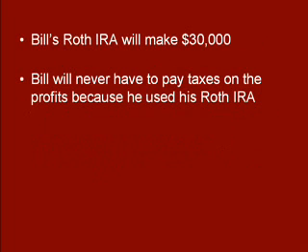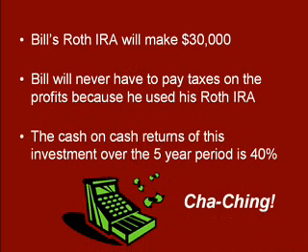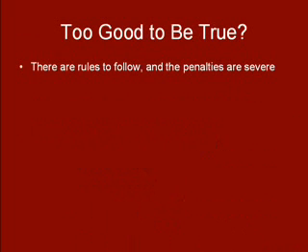Bill will never have to pay taxes on the profits because he used his Roth IRA. The cash-on-cash returns of this investment over the 5-year period is 40%. Again, we'll give that a cha-ching. Does this sound too good to be true? Well, there are rules to follow, and the penalties are severe.